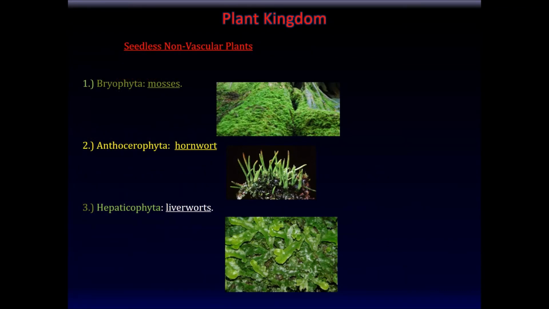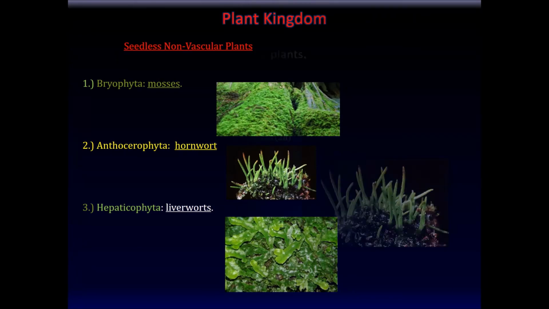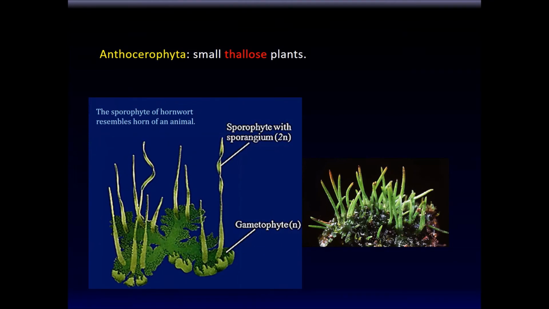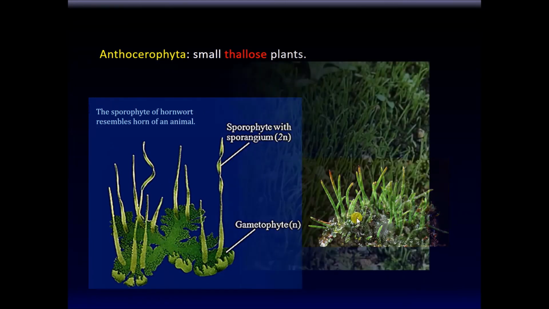So that was the first category, the bryophytes, the mosses. The hornworts and liverworts, the life cycles, we're not going to study in detail because it's very similar. Now the hornworts, the Anthocerophyta, are small thallus plants. They're so named because the sporophyte of a hornwort resembles the horn of an animal. This tall structure, the horn, is in fact the sporophyte of this plant. It is the gametophyte generation, again, that dominates, that carpets the land.